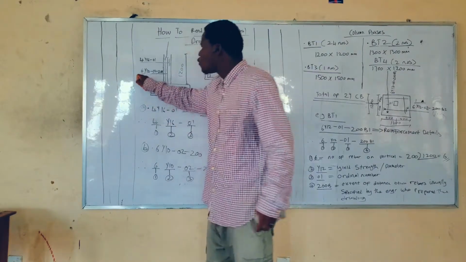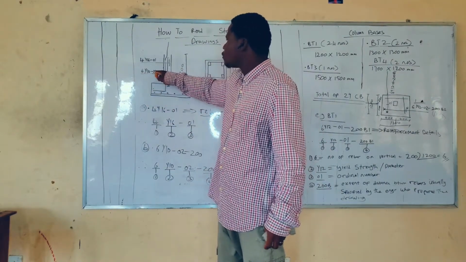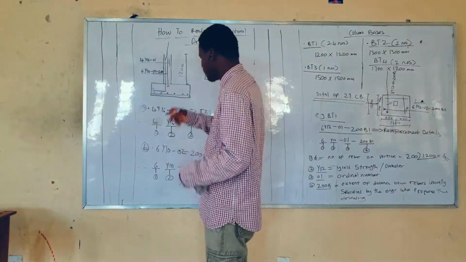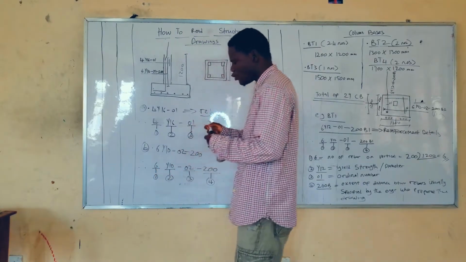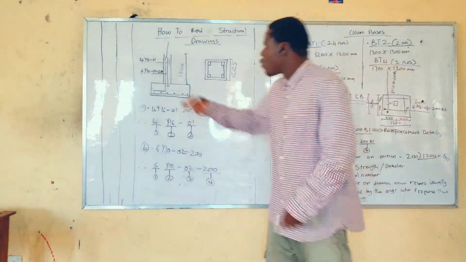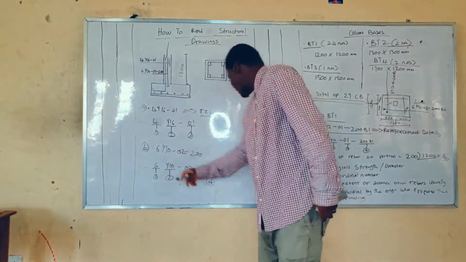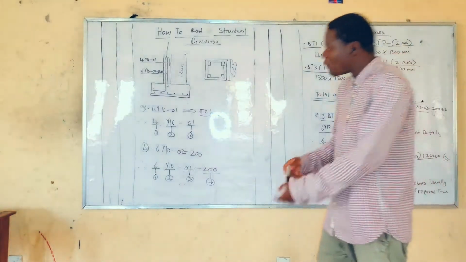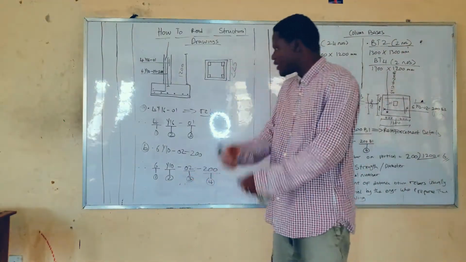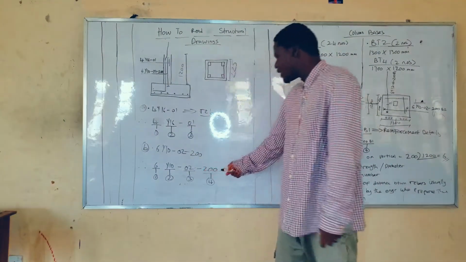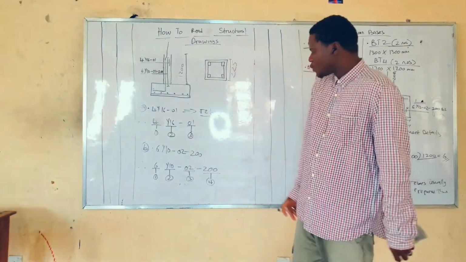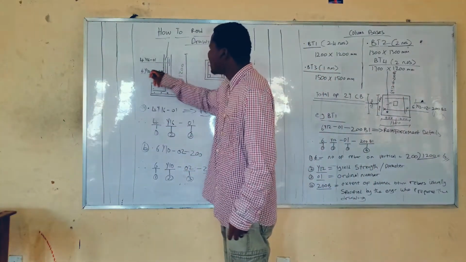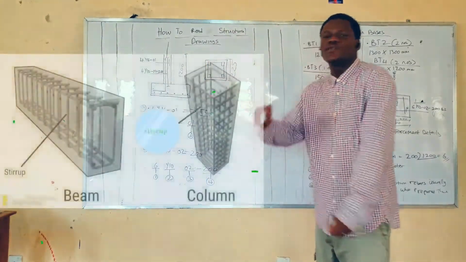Then this second one, 6y10 at 200. The 6 here is the number of the reinforcements, while the y10, like I explained, y is the yield strength, and 10 is the diameter of the reinforcements. This 02 is an ordinal number showing that it's the second, and this 200 is the space that will be between them. So this 6y10 is the reinforcement details for the stirrup.